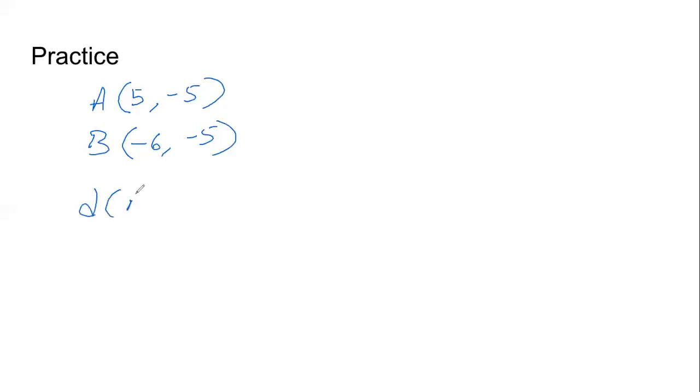Suppose I tell you that there are 2 points, A and B. The coordinates of A are, say, 5, comma minus 5, and the coordinates of B are minus 6, comma minus 5. And I ask you, what is the distance between A and B? How will you find it? What will be your answer?